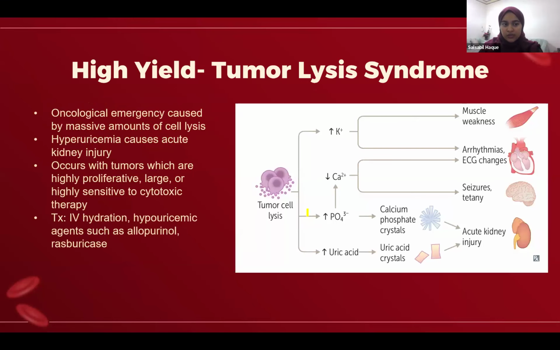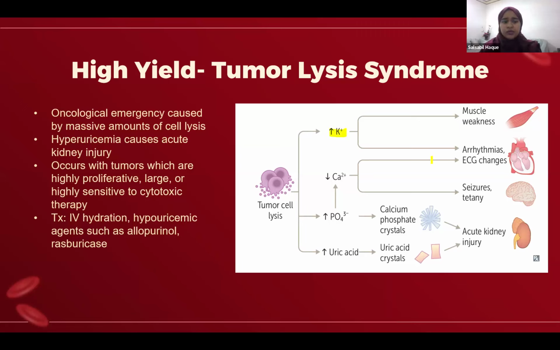This is an oncological emergency, and it is caused by massive amounts of cell lysis, as I mentioned. And so you have all the products in the blood that come out of the cell because of lysis of the cell. So what do you have inside the cell? You have potassium. We know how that internal membrane potential is maintained by potassium. So potassium is increased, which is why you have hyperkalemia in tumor lysis syndrome.